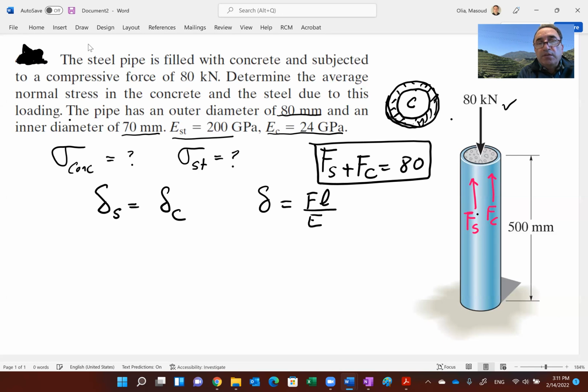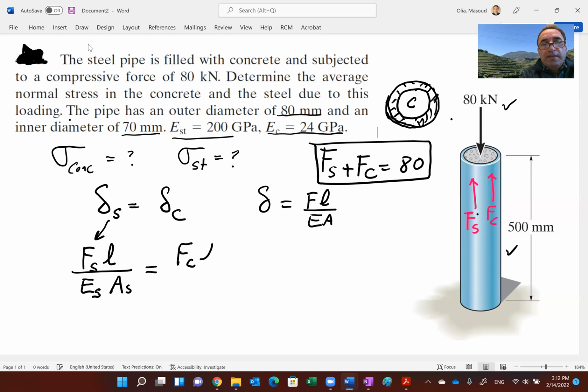Elastic deformation for an axially loaded member is F times L divided by EA. So for the steel, it is F of the steel times the length of the steel. Now, of course, both of them have the same length, so I'm not going to even put a subscript. But look, I have to put a subscript for E and the area. Their area is different.